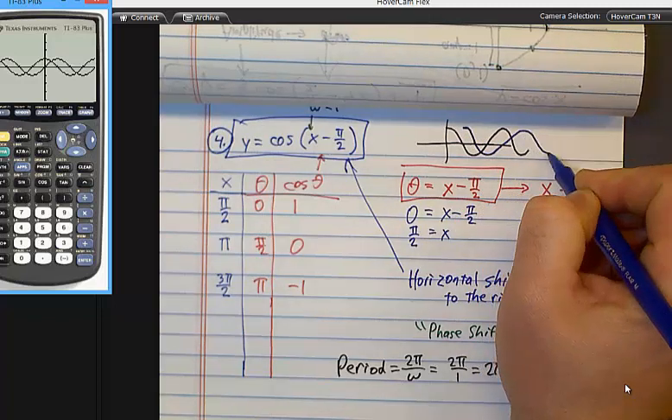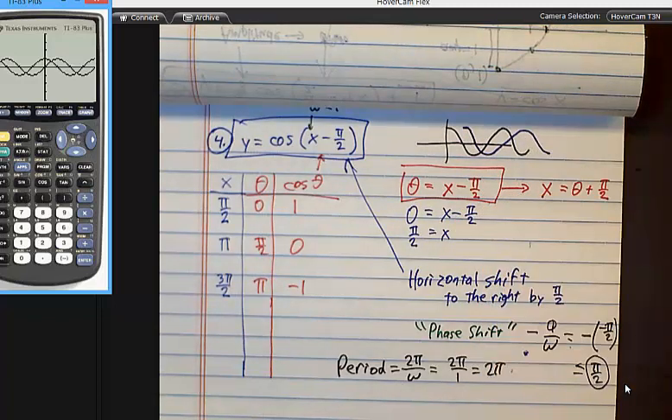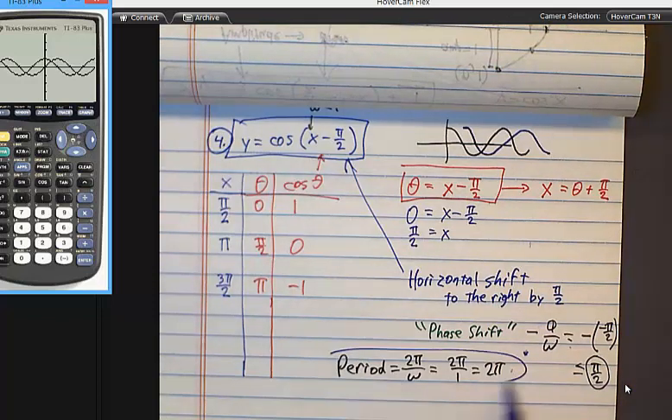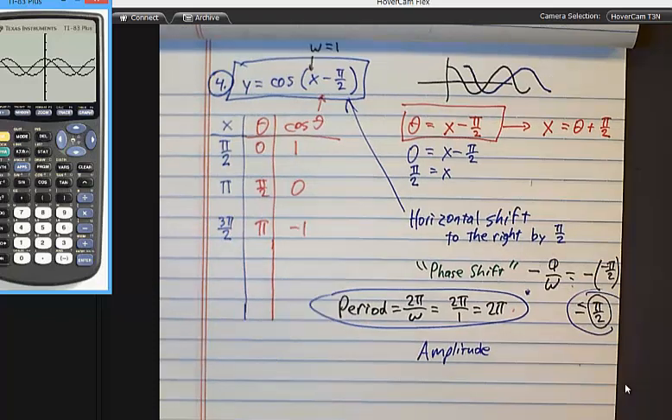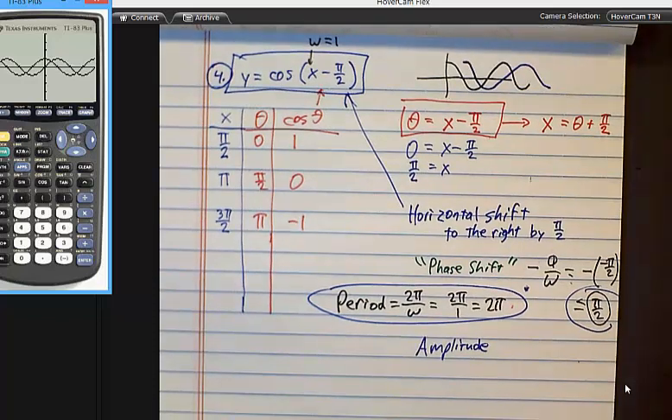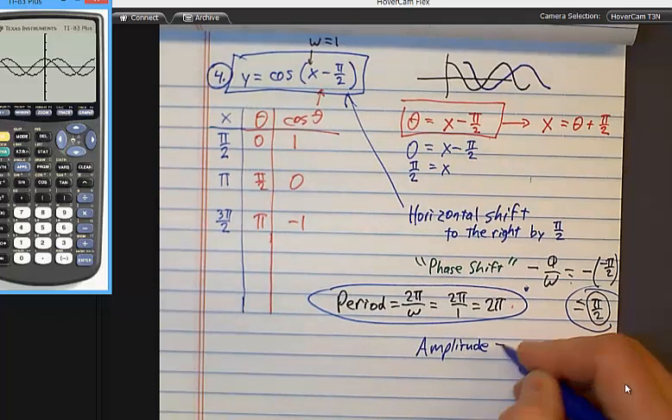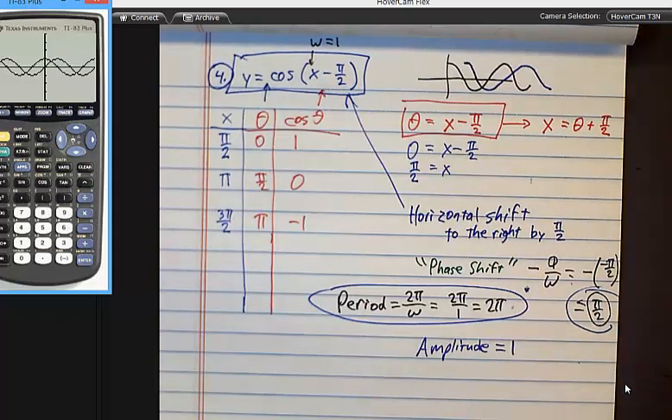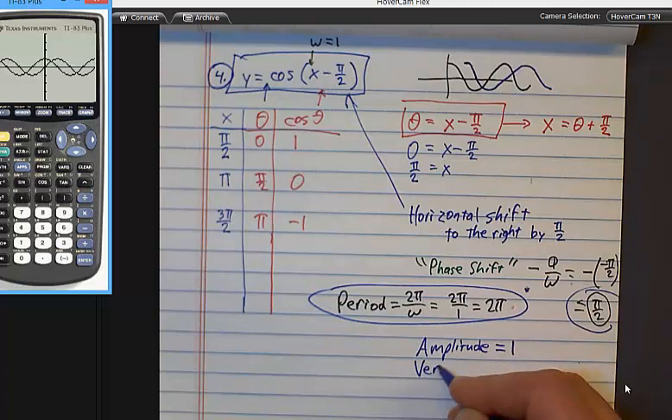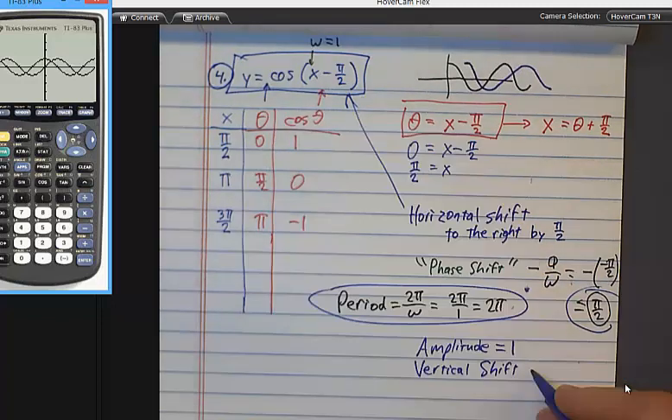Okay. But let me ask a couple things. We have the period as 2 pi. We have the phase shift as pi over 2. The only other things I talk about are the amplitude. What would be the amplitude for this problem? 1. Yeah, it's 1. Because amplitude is always given by the number in front of the sine or the cosine. And then is there a vertical shift? No. Because there's nothing added to the back. I'd say none or 0.